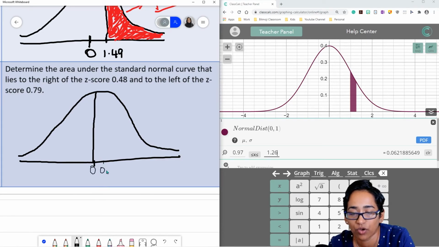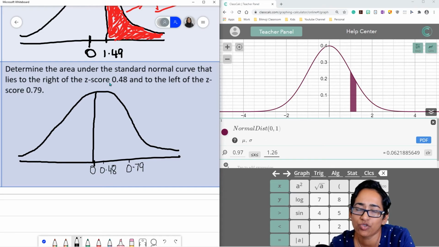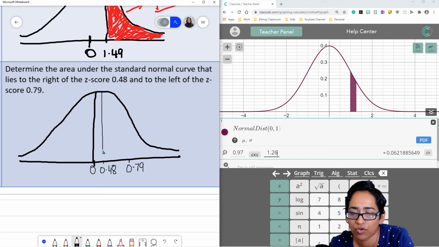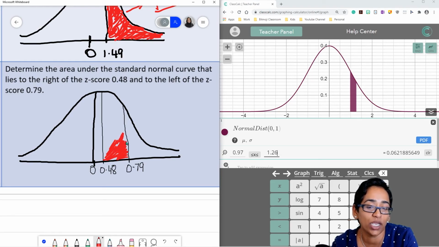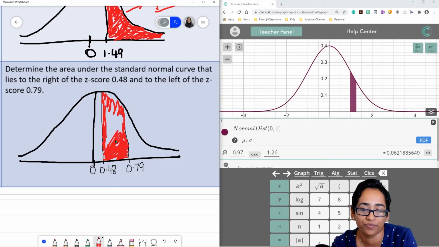This is 0.48 and 0.79 is to the right. Right, so I have these two values. What are they asking me? They're asking me area to the right. Okay, so this is 0.48, 0.79. Area to the right of 0.48, that is this part. Okay, and area to the left. Instead of saying area in between, they're trying to confuse me and say to the right of something and left of something. That's technically area in between these two. So there you go. They want area in between these two.